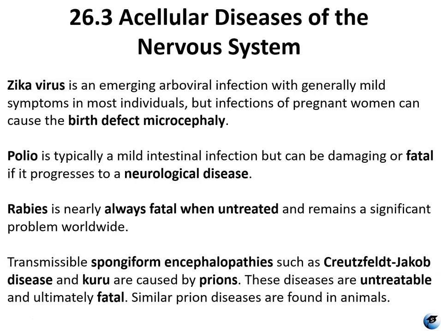Transmissible spongiform encephalopathies such as Creutzfeldt-Jakob disease and Kuru are caused by prions. These diseases are untreatable and ultimately fatal. Similar prion diseases are found in animals. So everything on this slide here is very serious neurological disease, and almost all of them can be fatal.